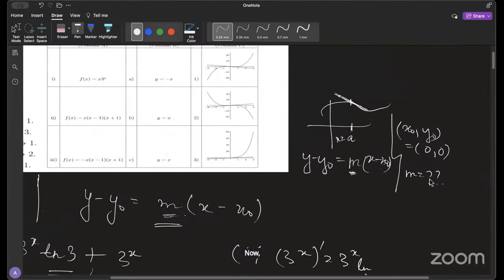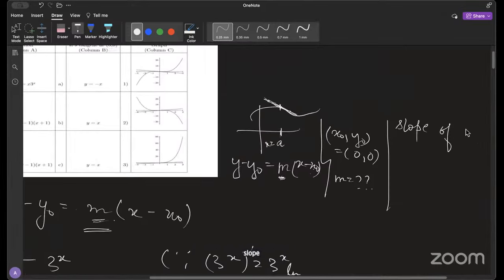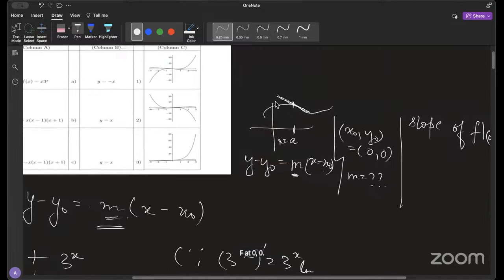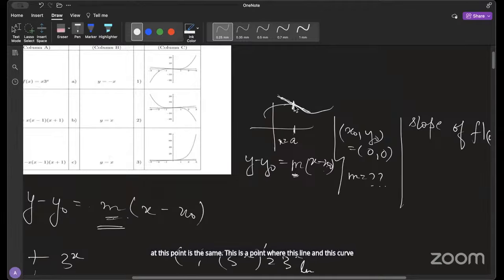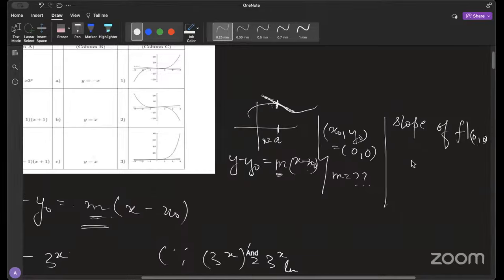Now, to find the slope of any line or any curve at a given point, slope also you have to find at 0, 0, right? Slope of f at 0, 0. Because we know that the slope of this tangent line at this point and of this curve at this point is the same. This is a point where this line and this curve meet. That's the only point common in this line and this curve, right? So the slope at this point of this curve and this line is same.